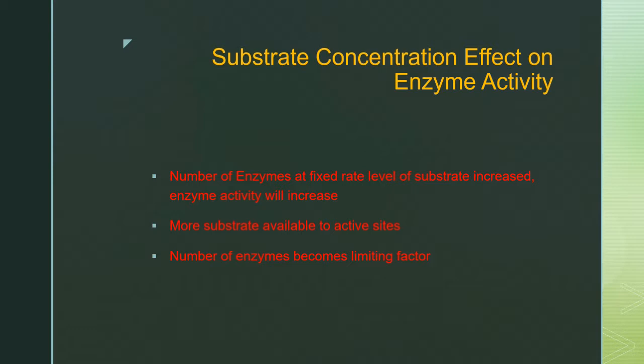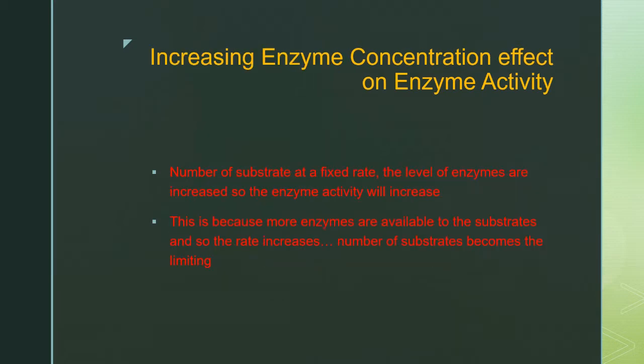This is because there will be more substrate available to active sites, and therefore more enzyme-product complexes can occur. But the number of enzymes will become the limiting factor, and eventually there will be too many substrates for the amount of enzymes there, and it will basically peak off.